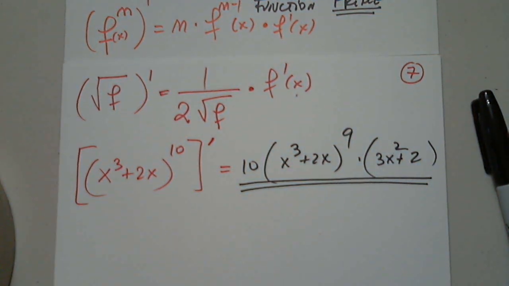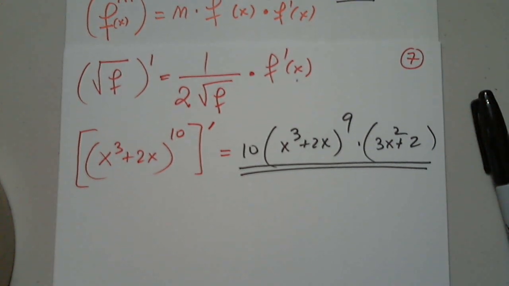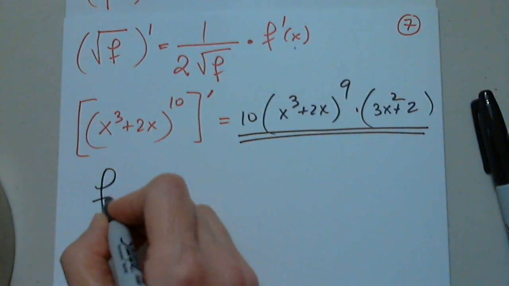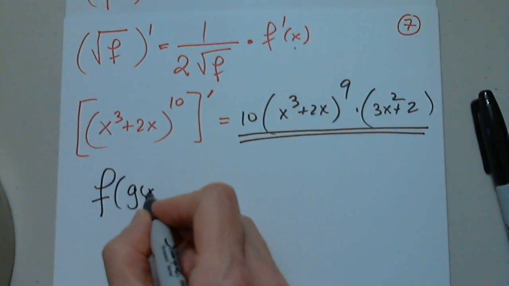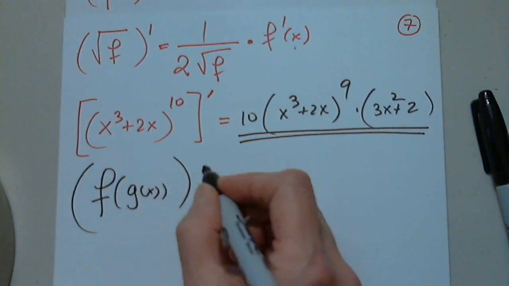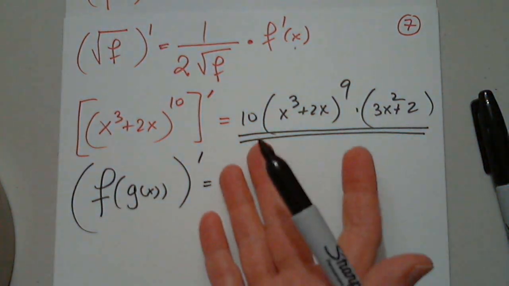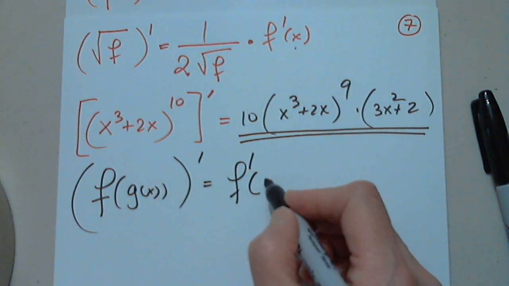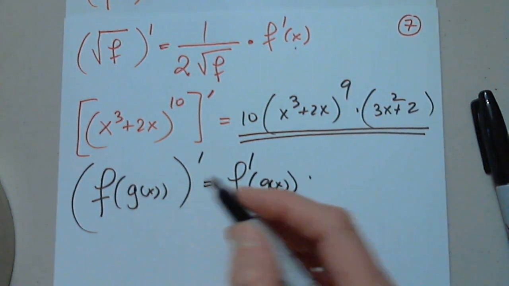That's the chain rule combined with the power rule. I didn't even tell you that. So it's the chain rule combined with the power rule. So now let's look at the general case. A function of another function prime. Exactly the same, but no powers. So it's f prime of g of x times the inner function prime.